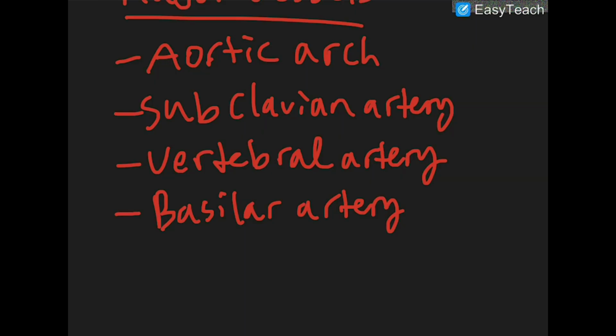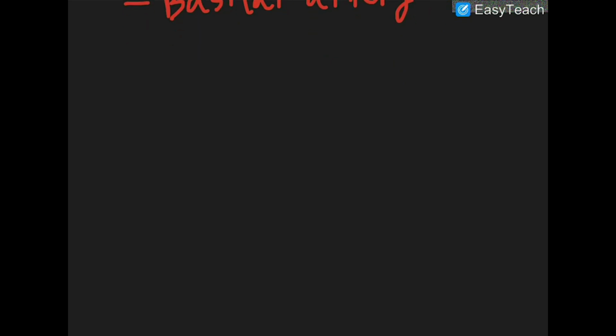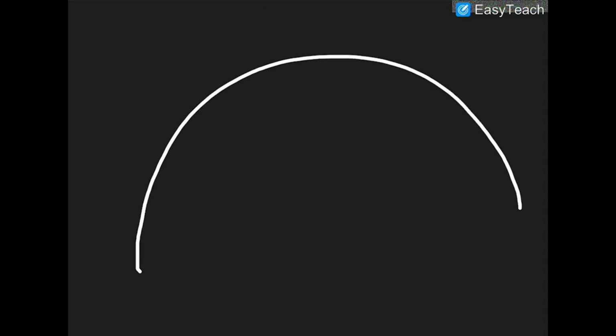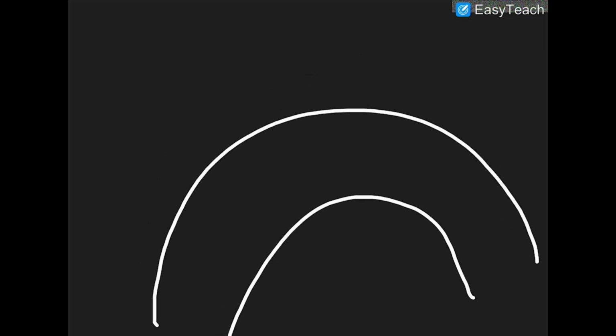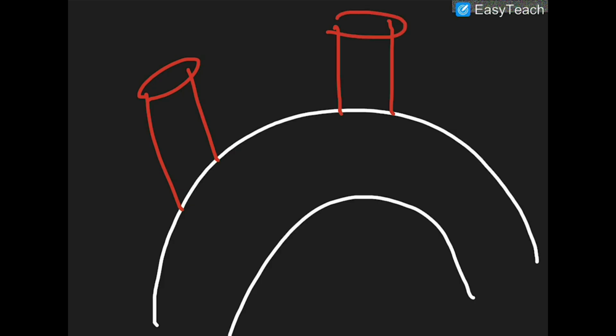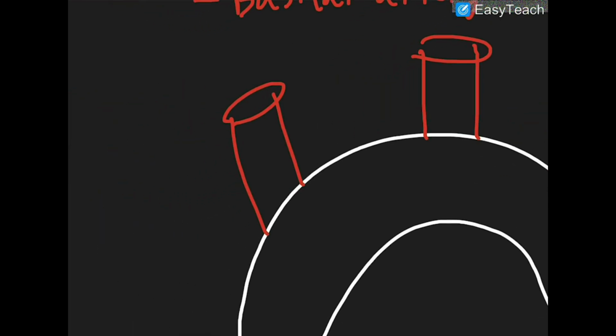Before we talk about it, we should know where these vessels are and where they branch off. If we just focus on the aorta, we know the three main branches off the aorta are the brachiocephalic trunk, the left common carotid, and the left subclavian. Off the brachiocephalic trunk, you get your right subclavian.